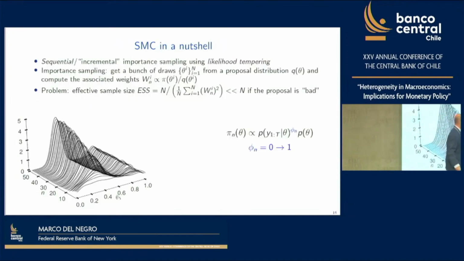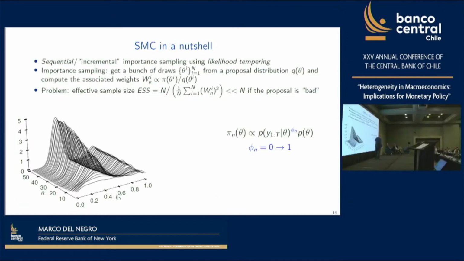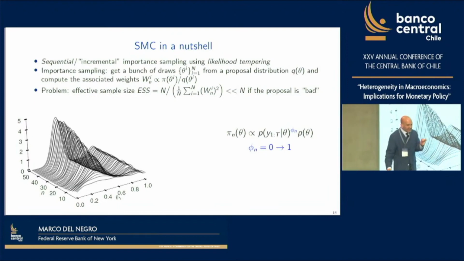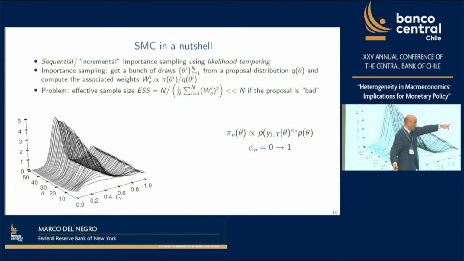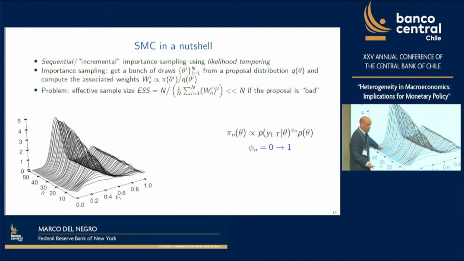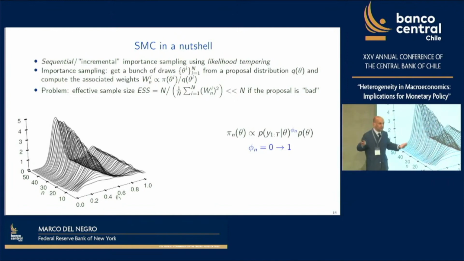Let's start by multiplying the likelihood by an exponent phi n, and let's start with a phi n that is really close to 0. Then the target distribution is essentially the prior. Well, for that target distribution, the prior is a fantastic proposal, because if you want to fit the prior, it is great. So, you have a great set of particles with weights that are all uniform and everything is hunky-dory.